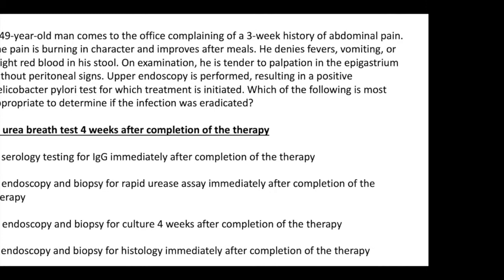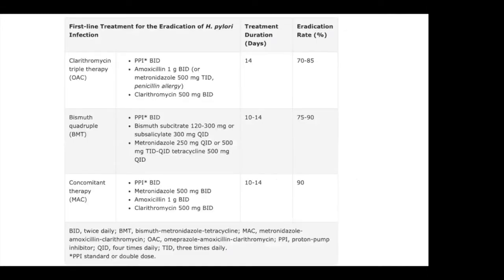Another thing to just keep in mind is knowing the triple therapy for H. pylori. Everybody gets a PPI, and you can do clarithromycin and then either amoxicillin or metronidazole. If people have penicillin allergies, they'll get metronidazole instead. And then there's also the bismuth quadruple therapy, or you can do concomitant therapy where they get metronidazole, amoxicillin, and clarithromycin.